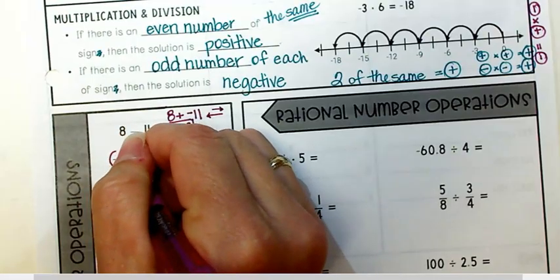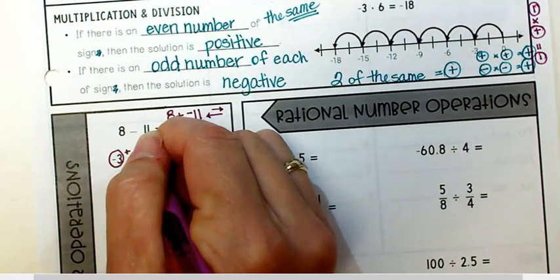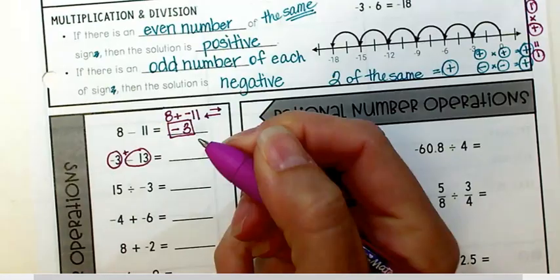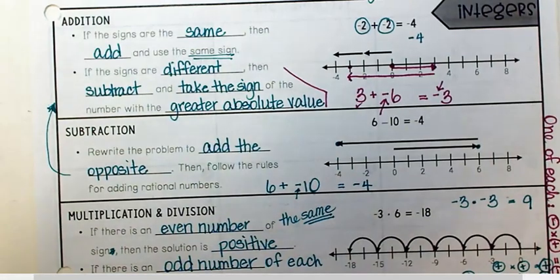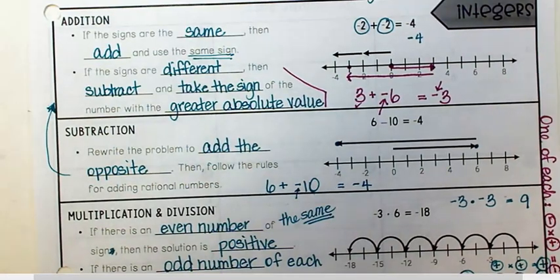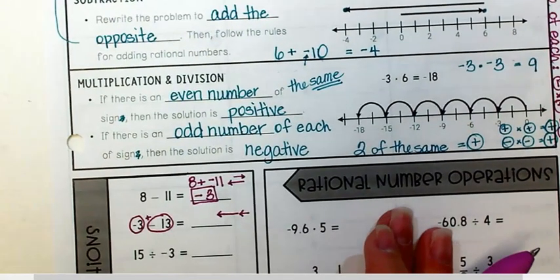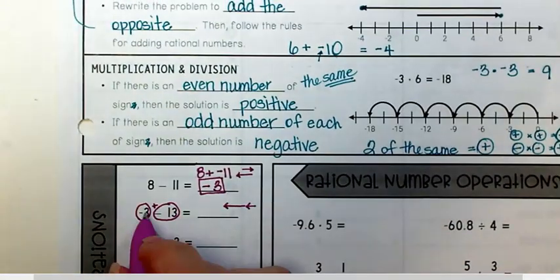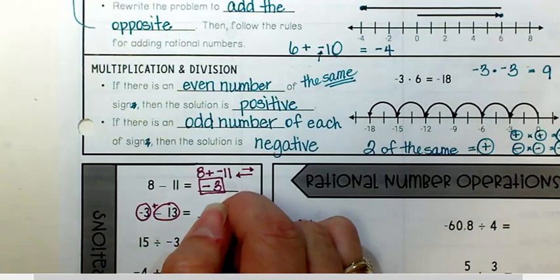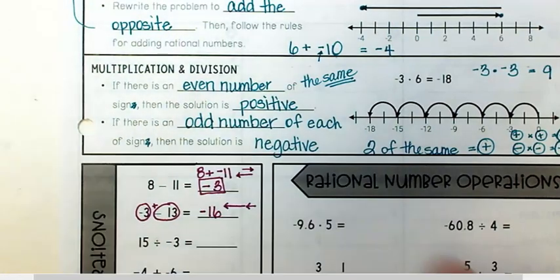I have a -3 plus a -13. This time the signs are the same, okay? So it would be like -3 and then -13. So I'm just moving further to the left on the number line. So I'm going to think add and use the same sign. So 3 and 13 is 16, and they were both negative.